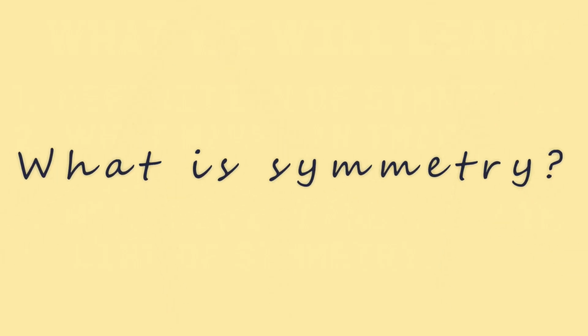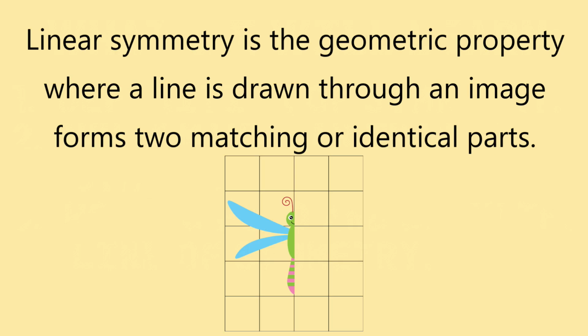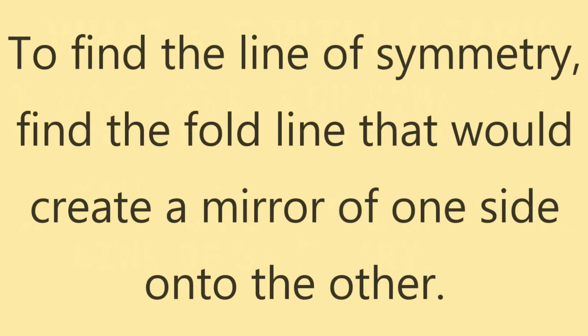What is symmetry? Linear symmetry is the geometric property where a line drawn through an image forms two matching or identical parts. To find the line of symmetry, find the fold line that would create a mirror of one side onto the other.